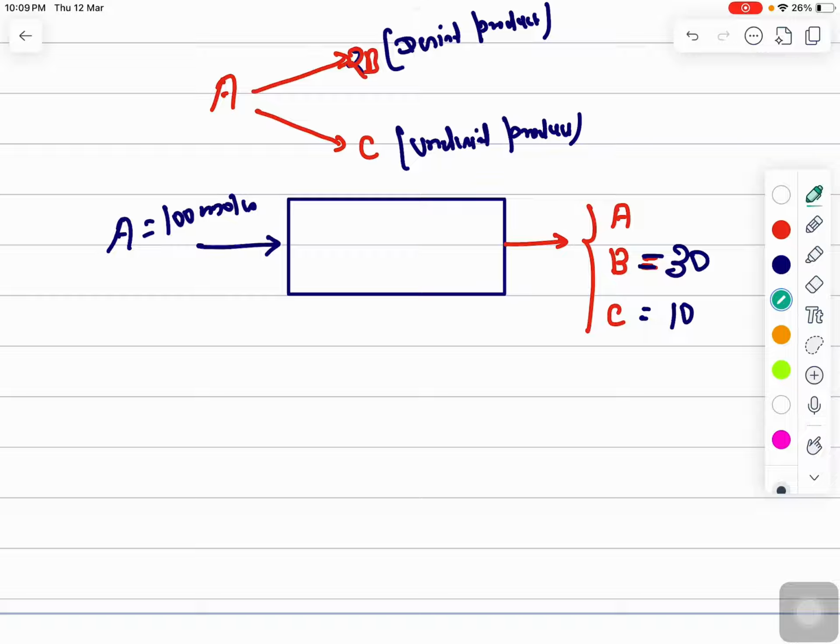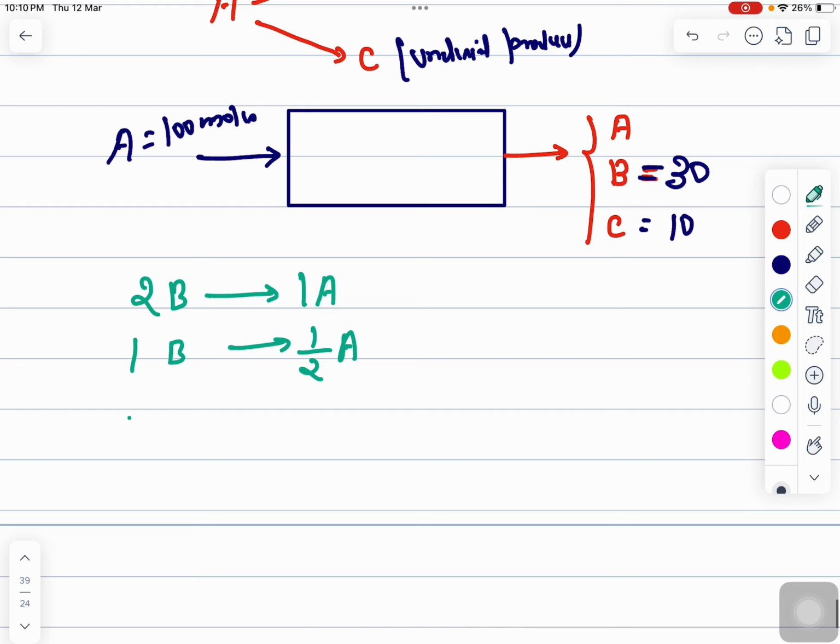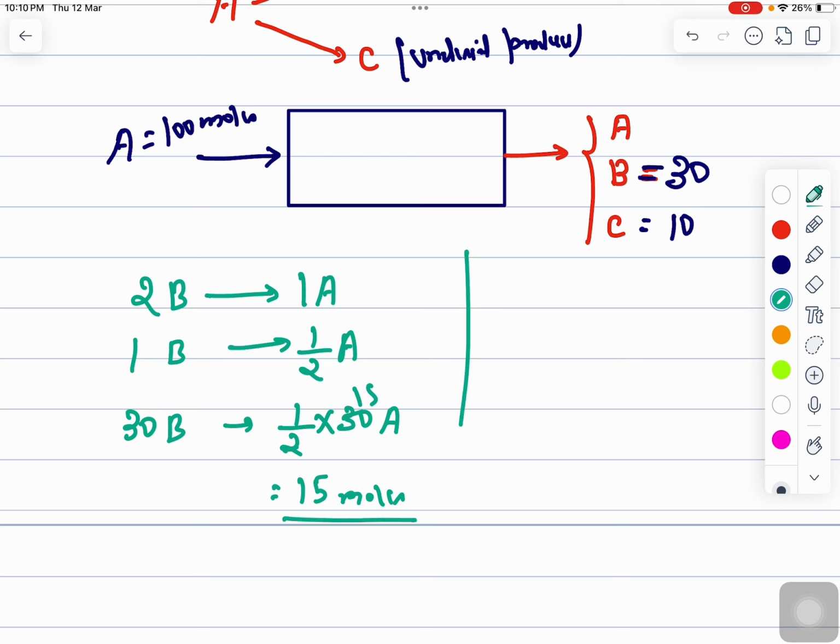So here we can say that 2 moles of B is being produced by 1 mole of A. So 1 mole of B is being produced by half mole of A. So 30 moles of B will get produced by half into 30 moles of A. So that is your 15. So here 15 moles of A is getting converted to B.